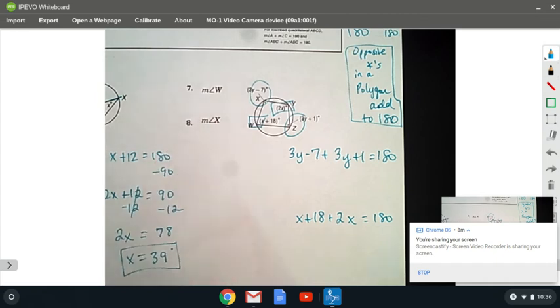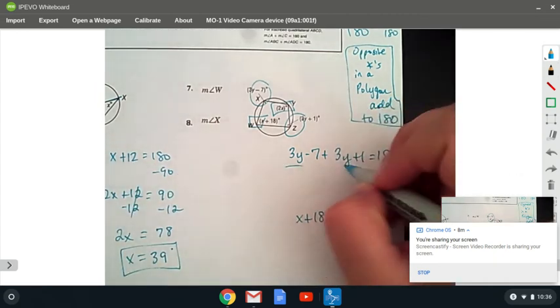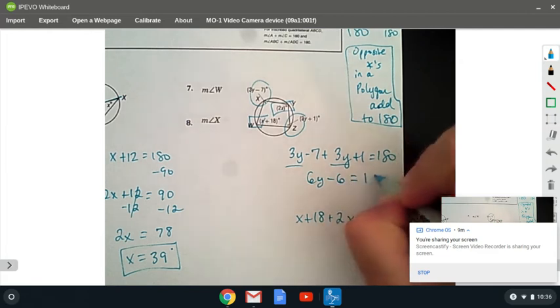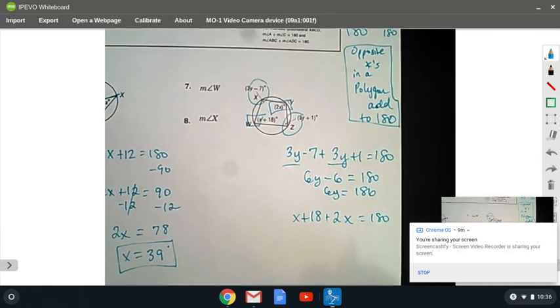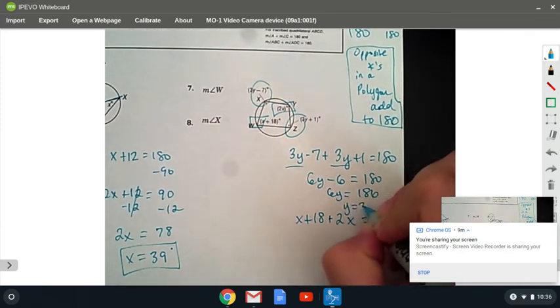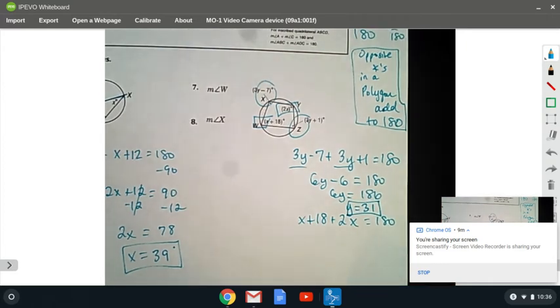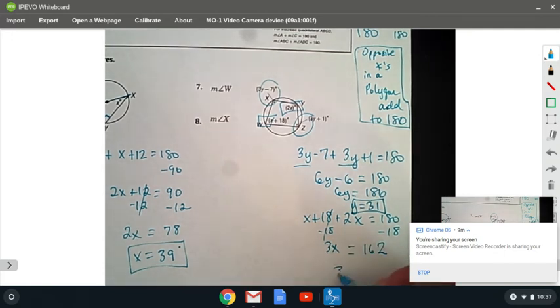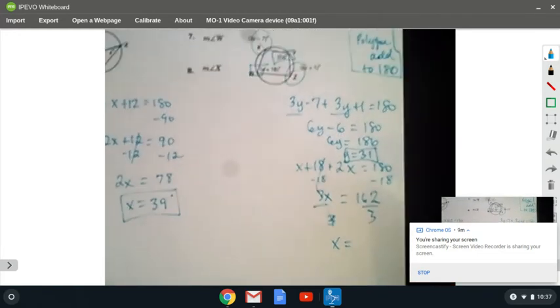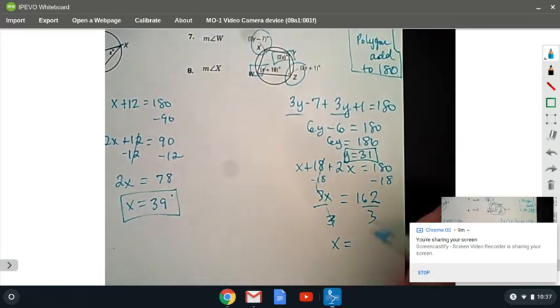Now, they don't ask me for x or y, but I do need them to solve for these angles. So I'm going to add these. I'm going to add a 6 to both sides. So I get 6y equals 186. That's going to give me a y of 31. Okay. Then I'm going to go down here. 2x and x is 3x. I'm going to subtract this 18. I got 3x equals 162. And then I'm going to divide by 3 on both sides. Okay, and my x is going to be 54.